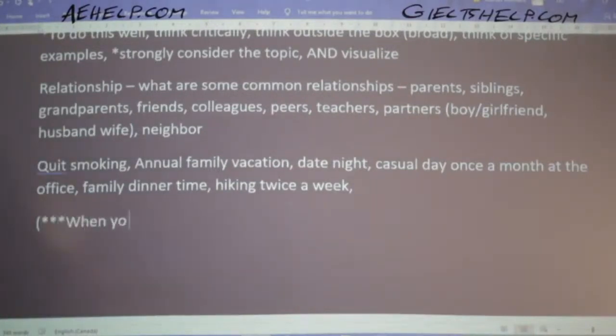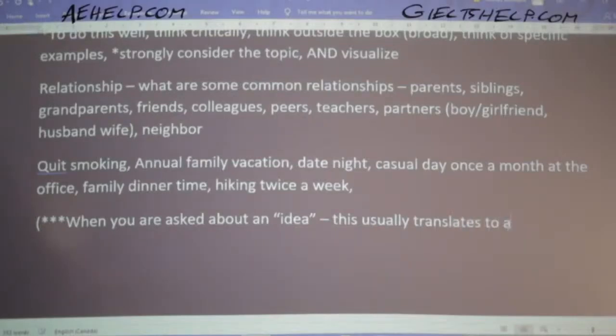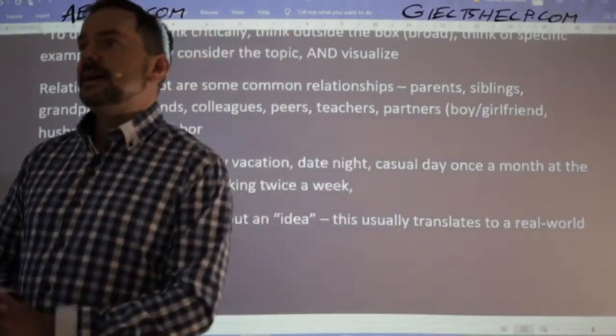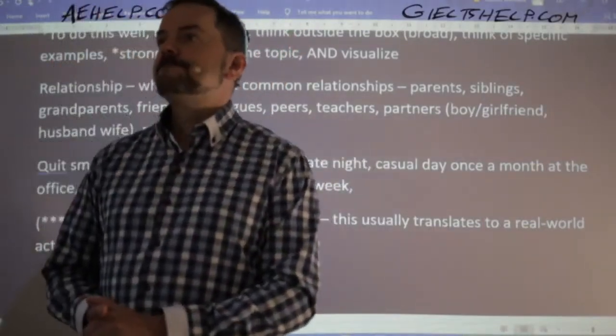So when you are asked about an idea, this usually translates to a real world, actionable event, okay, that you can do. Now, of course, you will talk about the idea in your presentation, and you're going to see that very quickly, okay?